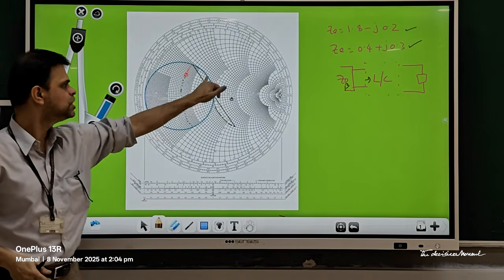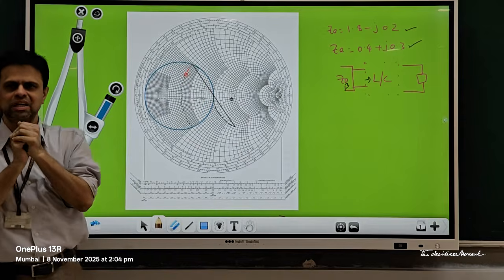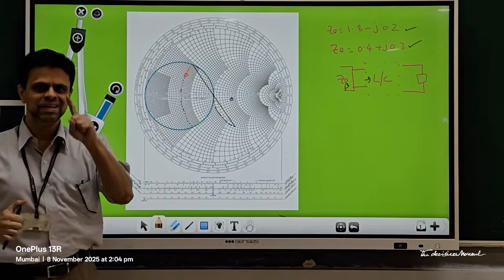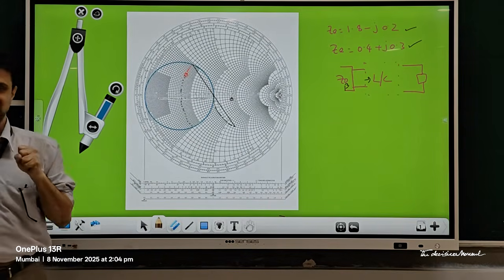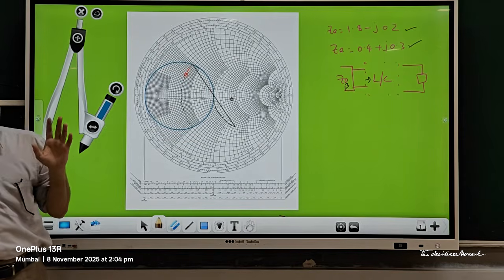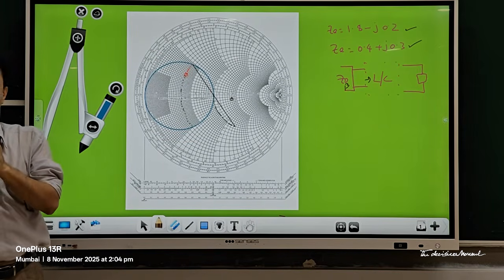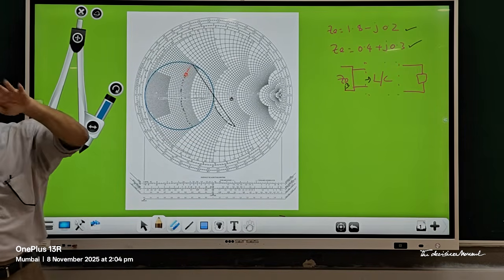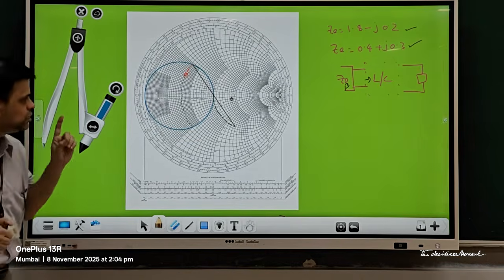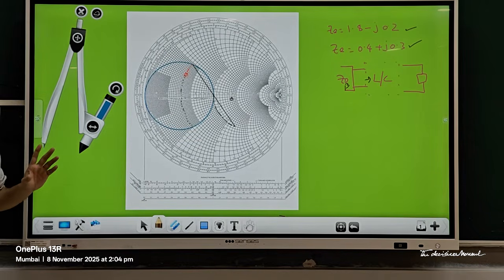So in that process, you are going to draw two tangential circles which are meeting at the center. This is the G1 circle, that is the conductance 1 circle, which is drawn for simplicity purposes on the Z Smith chart. So this is the first step that we are going to do.